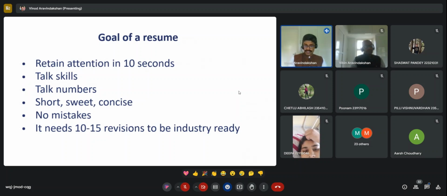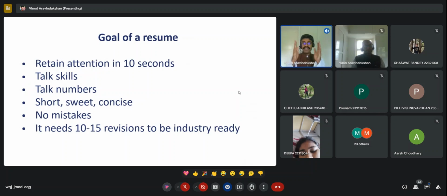So what's the goal of a resume, right? From a recruiter's perspective, what is it I'm looking for? I really want to get somebody's attention in maybe 10 seconds. An average recruiter spends around 7 to 10 seconds looking at a resume. So if you don't grab their attention, then you're going to lose them.